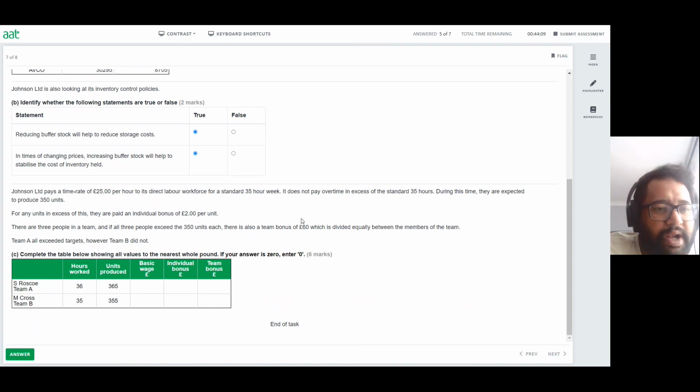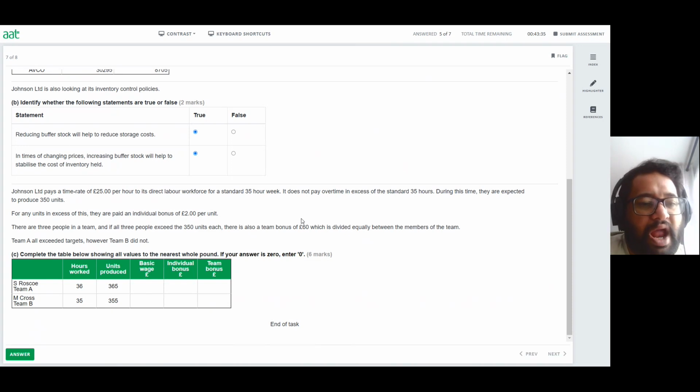Johnson Limited pays a time rate of £25 per hour to its direct labor workforce for 35 hours a week. It does not pay overtime in excess of the standard 35 hours. During this day, they expected to produce 350 units. For any units in excess of this, they are paid an individual bonus of £2 per unit. So they will get an individual bonus for exceeded production. Your standard production is going to be 350 units.